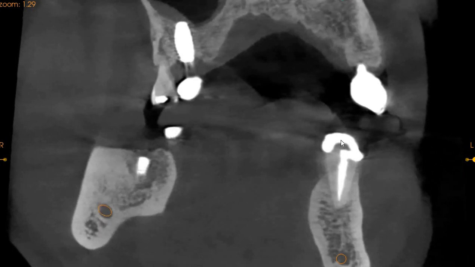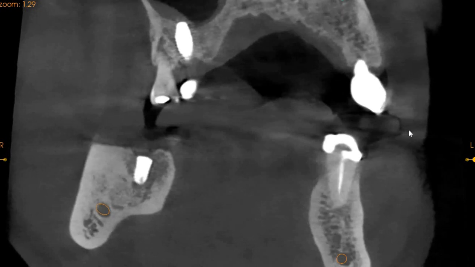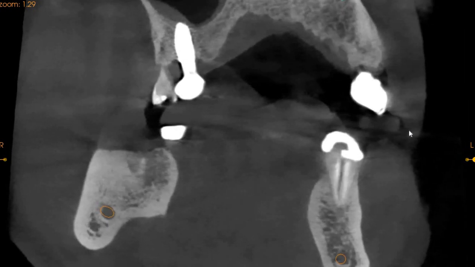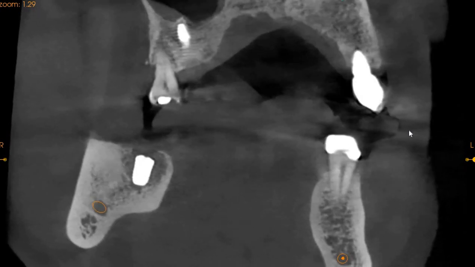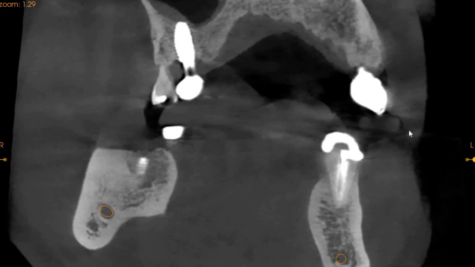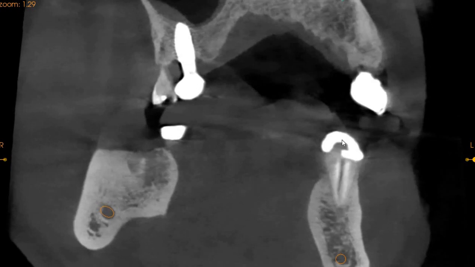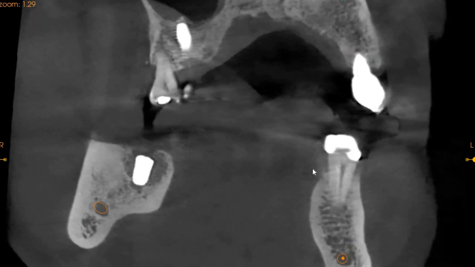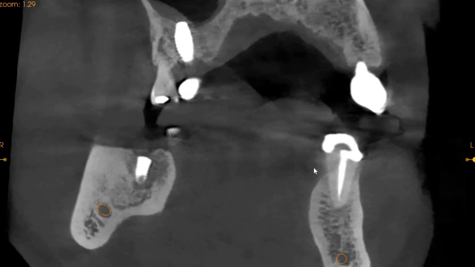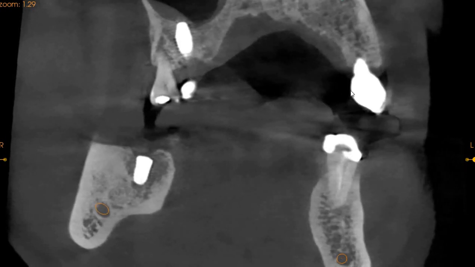This is the CBCT of the patient that you had requested. The area of interest is the lower left second premolar, and our kind doctor has been suspecting a fracture in this tooth. Now, this is the coronal view of the tooth. On the coronal view, we can see that there are voids in the obturation, but we don't see any major fractures on this particular segment.